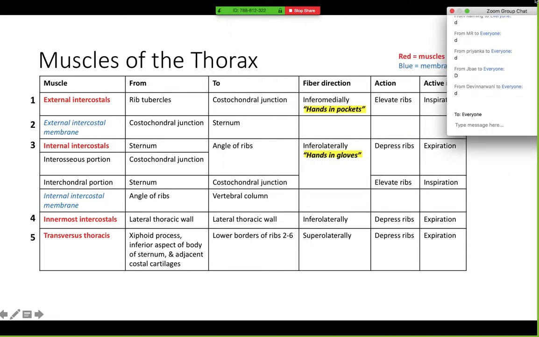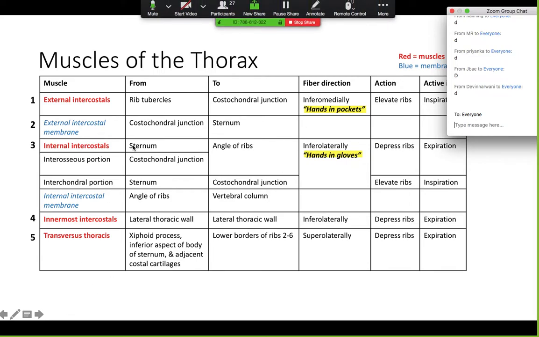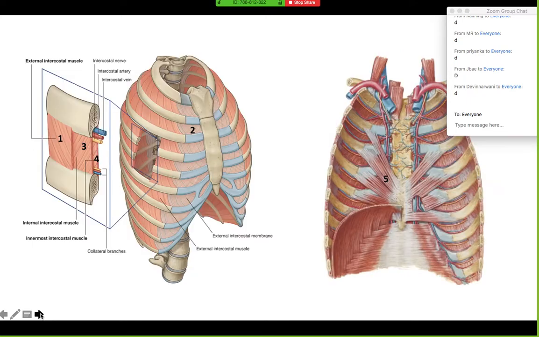This slide is very important. You're probably going to have more than one question coming from this slide. So I made this as just a summary. So you guys can stay on this slide and I'm going to go to the next one and talk about it. Okay, so the first layer here is your external intercostals.